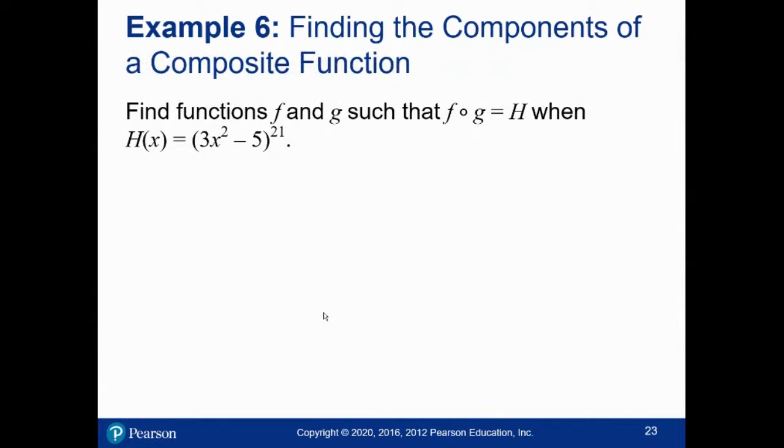Here is an overall function. Capital H of x is (3x squared minus 5) to the 21st. There's no unique solution here, but can you find a function f and a function g so that if you compose them, you get out this? Go ahead and try to do this, and if you manage to do it, try to find a different way to do it.